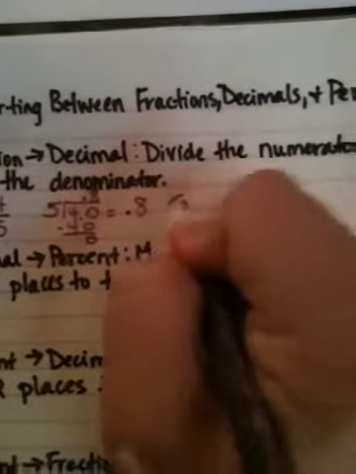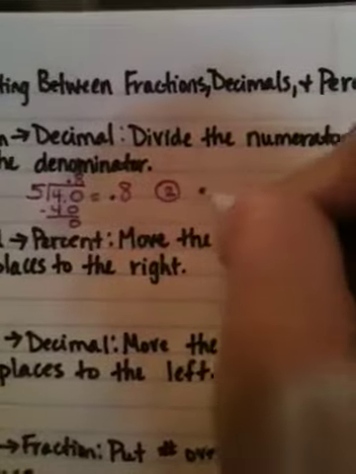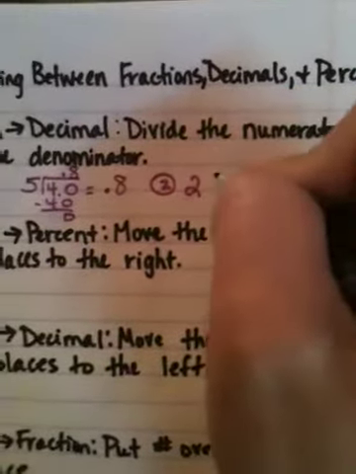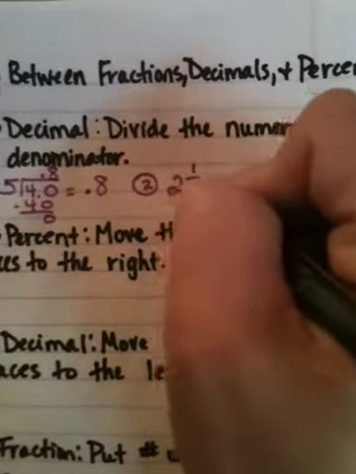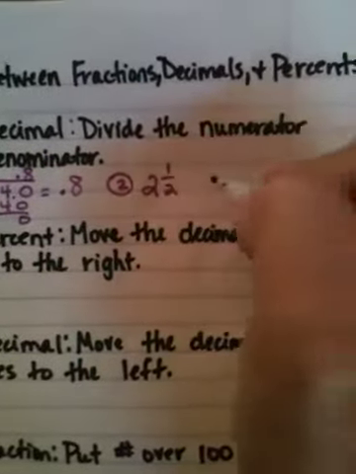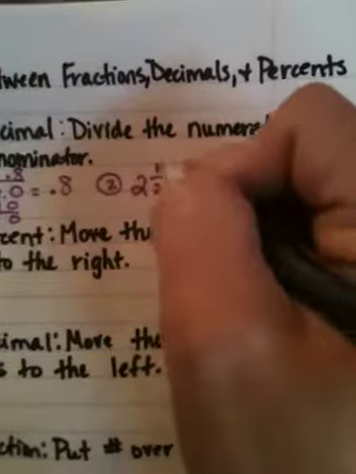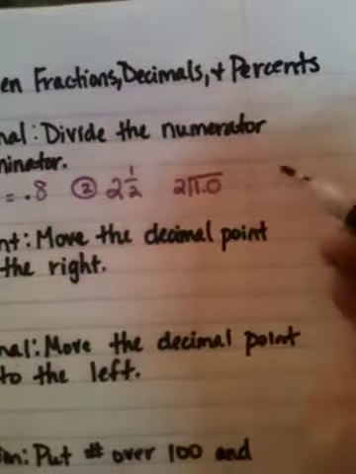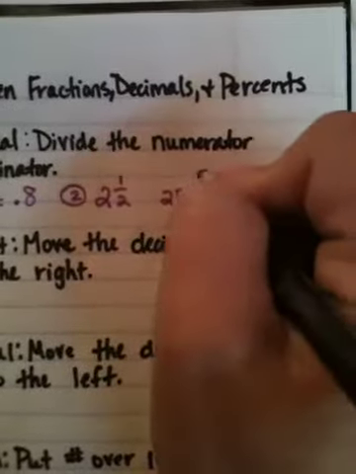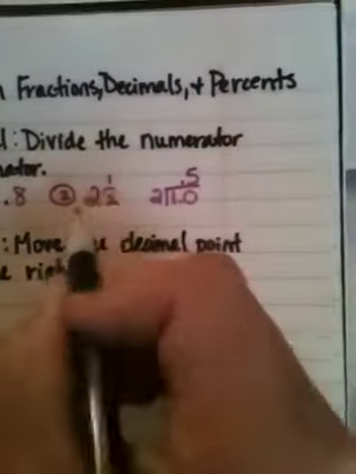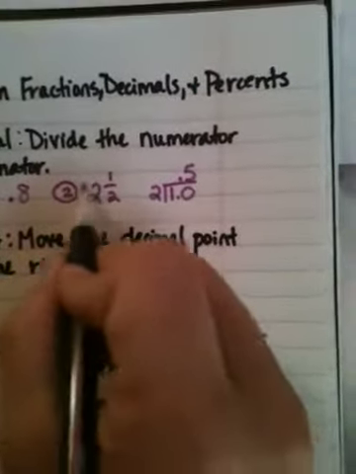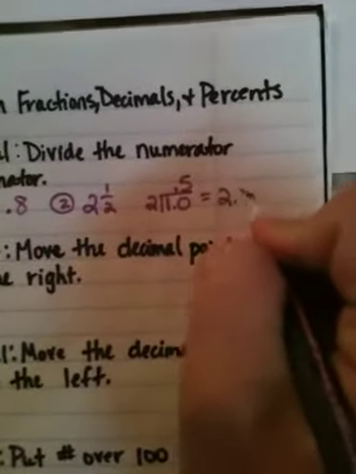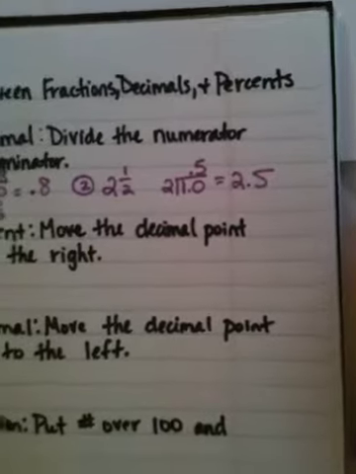It will also work with a mixed number. So if I had 2 and, let's do one that we know, 2.5. I can go ahead and just work with the fraction part. So I can go 2 divided into 1.0 and get 0.5, and then I just bring my units spot over. So 2 1/2 is equivalent to 2.5.